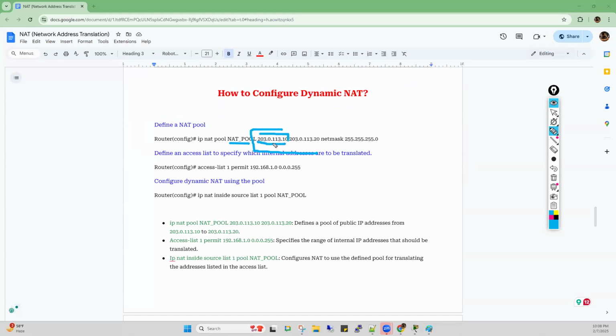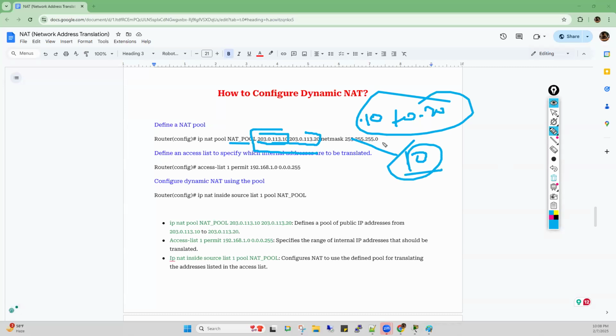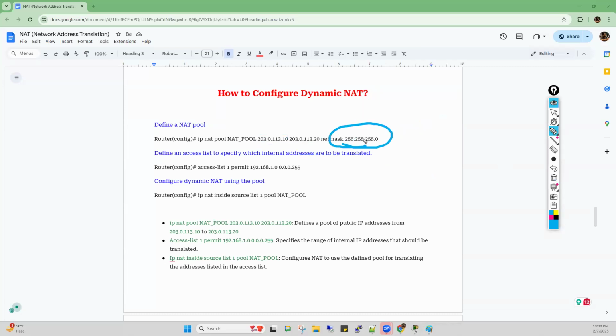203.0.13.10. It means from this IP address to this IP address, from 10 to 20. So in this pool, how many IP addresses are there? Total 10 IP addresses. And this is the subnet mask, or net mask, /24. So with the help of this command, we are configuring the pool. Clear, guys? Everyone? Yes or no?